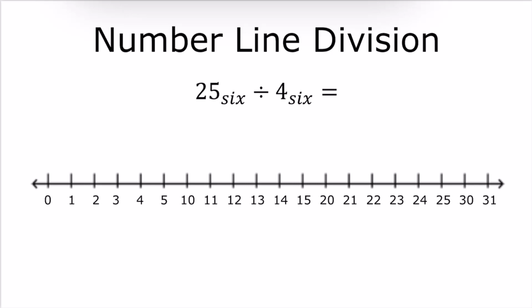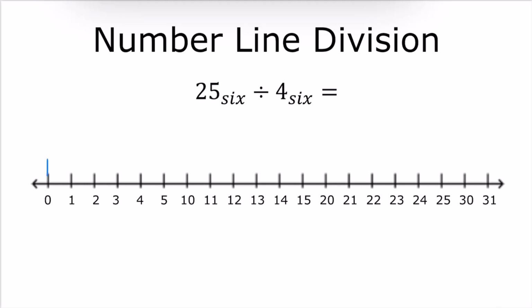You could think about this problem as being 5 things being split up into 4 groups where there's an equal number of things in each group. Or you could think about it as having 5 things that are split up into groups where you have 4 things in each group and you're trying to figure out how many groups you can make. So when you're doing number line division, it's easiest to think about it as measurement division.